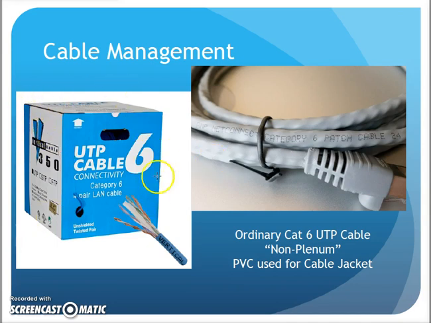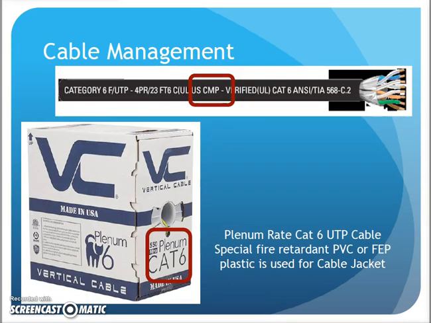Well, here's a box of ordinary category 6 cable. It says nothing about plenum. The outside jacket would look something like this: category 6 patch cable. Well, that's patch cable. It's not designed to be installed in a ceiling. So that insulation there is just plain old PVC, or plastic insulation if you will, polyvinyl chloride.